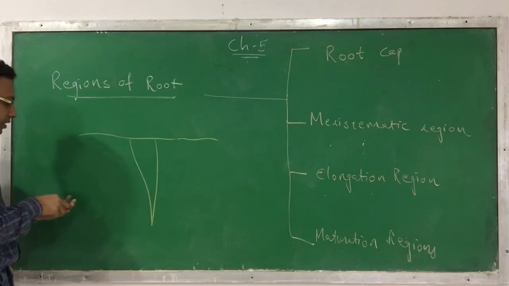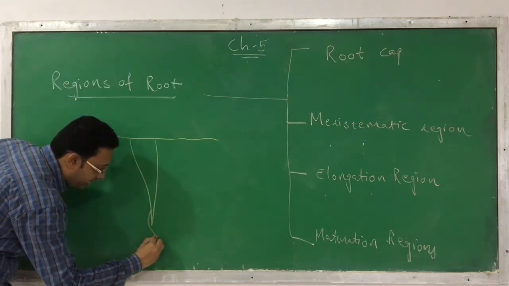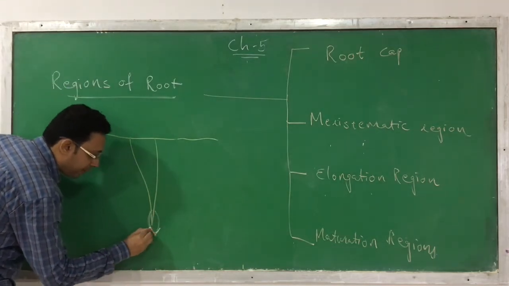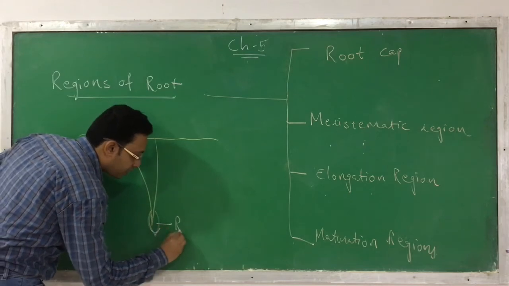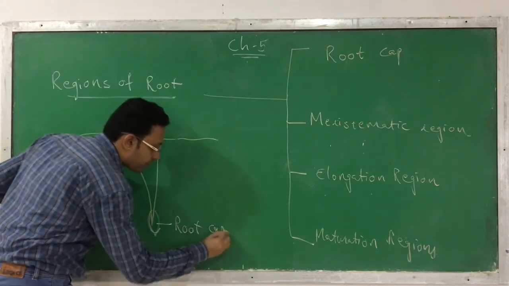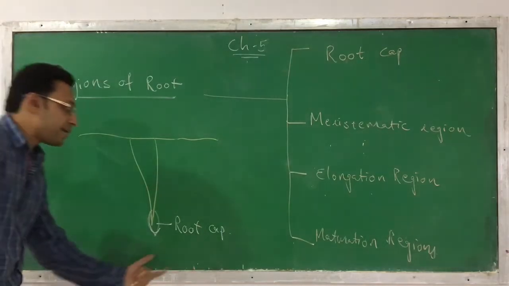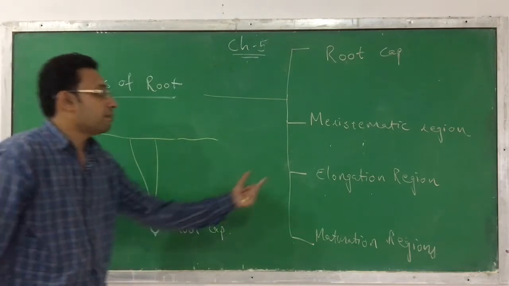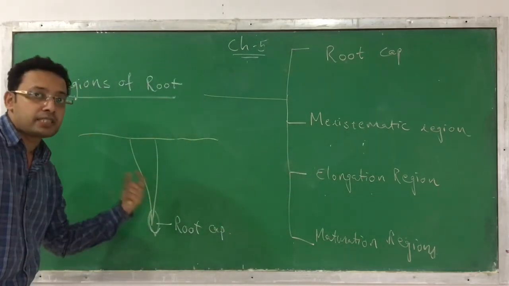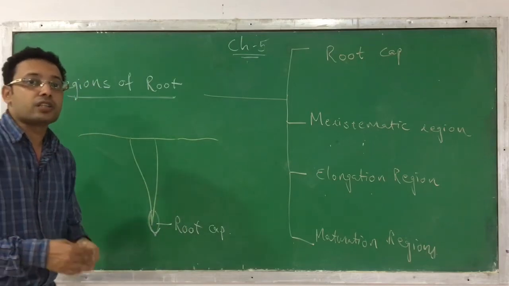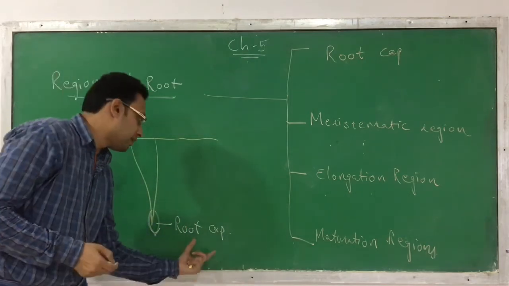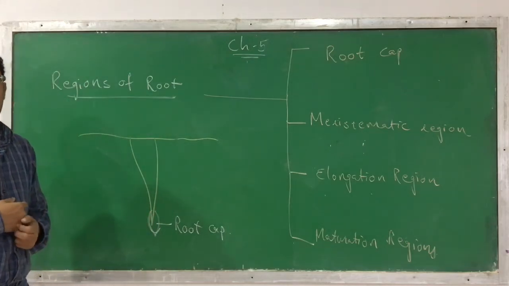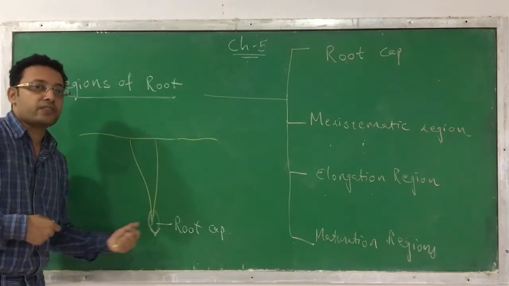Okay. So the first portion, like a cap to a root, at the end of a root you can find a cap-like portion. This is called the root cap. They are protective in nature. They protect the meristematic region, the region under it. As a cap protects our head, similarly the root cap protects the meristematic region. Clear?